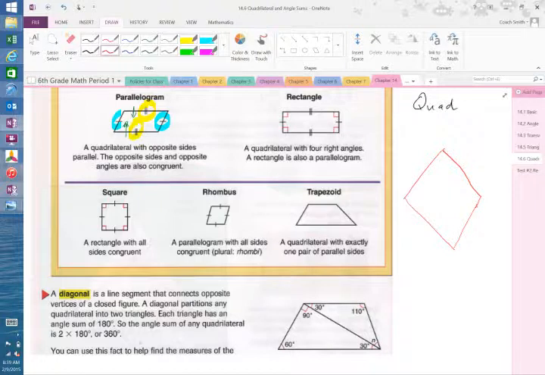A trapezoid is the last type, and that is a quadrilateral. You notice I did not say parallelogram. It does not belong in the category of parallelogram. The reason it doesn't belong in the category of parallelogram is because both pairs of sides are not parallel. You can see in that figure right there that one pair of sides is parallel. And that's the definition of a trapezoid: exactly one pair of parallel sides.